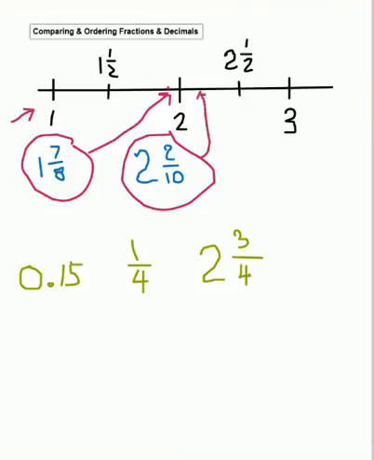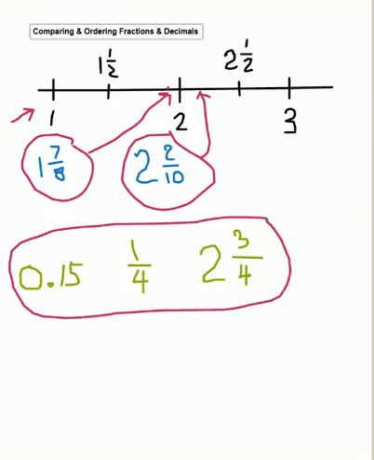Now these are all estimates. We wouldn't know until we actually converted them properly to find out exactly where they are. And we would have to probably write in the markers for eighths and tenths on this number line. But for now, an estimation is good enough. Now let's take a look at these numbers down here as well. I've put down 0.15, 1/4, and 2 3/4.